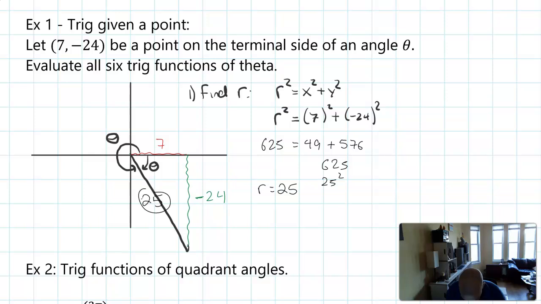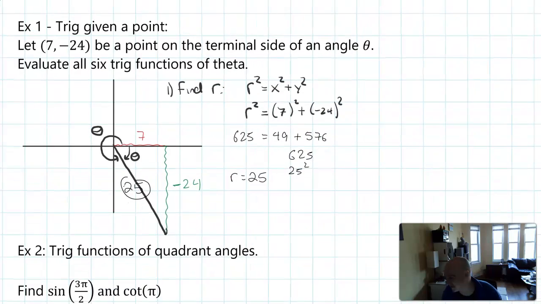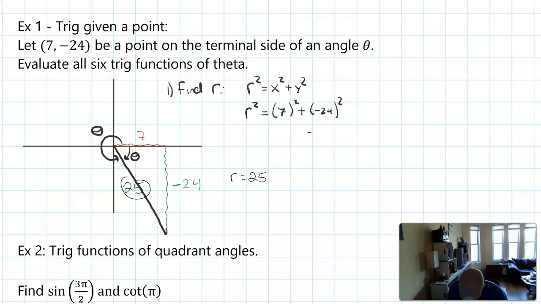You may have recognized that that's a special triangle. 7, 24, 25 is a Pythagorean triple. That is one of the special triangles that it's a little bit helpful to know in this section. We have 3, 4, 5, 5, 12, 13, 7, 24, 25. There's infinitely many more, but those are some good ones to know. So we found our r. I'll just move that up here.